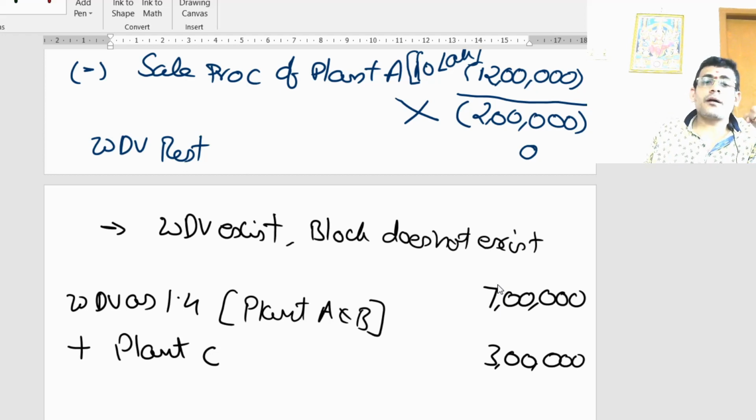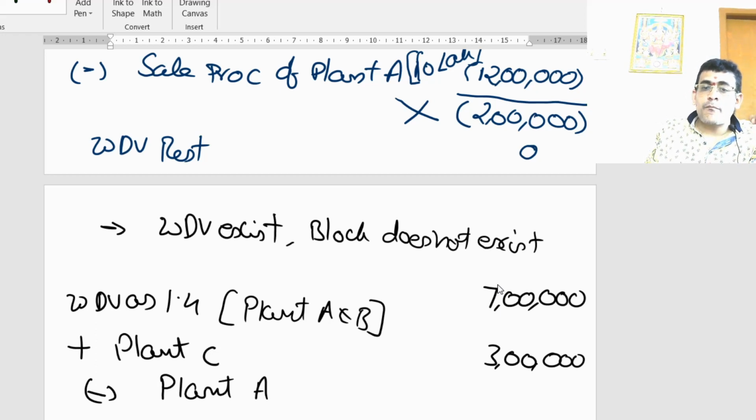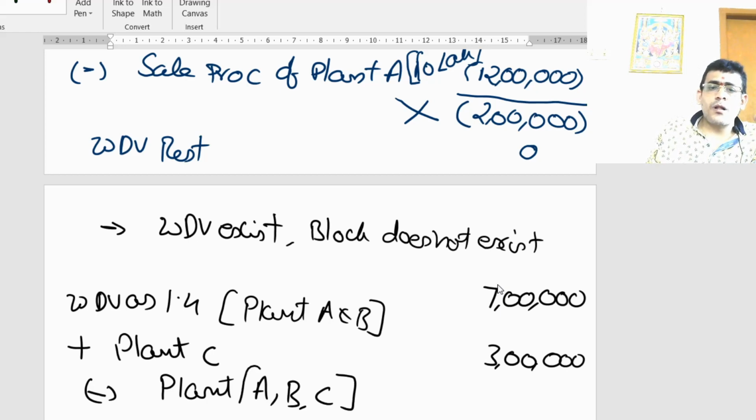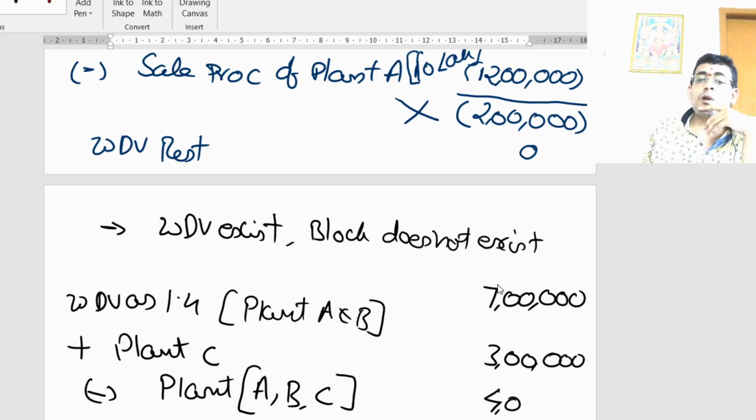Now what did you do? You sold plant A, plant B, and plant C also. All the assets you are having, plant A, B, and C, were sold. Let us consider all these assets were sold for a consideration of 4 lakhs. At a loss you had sold.